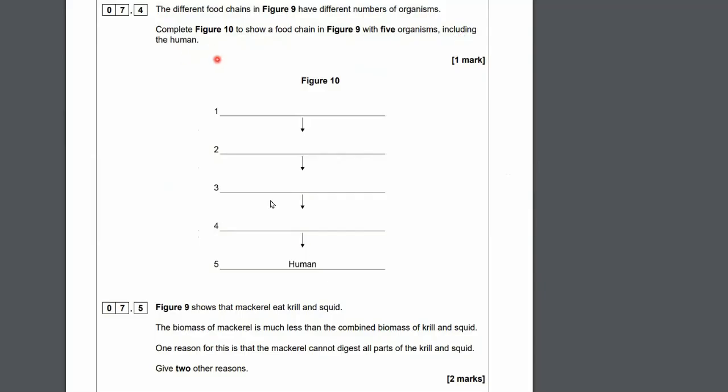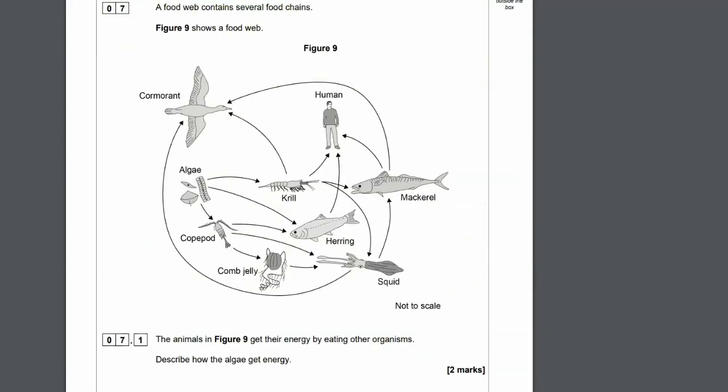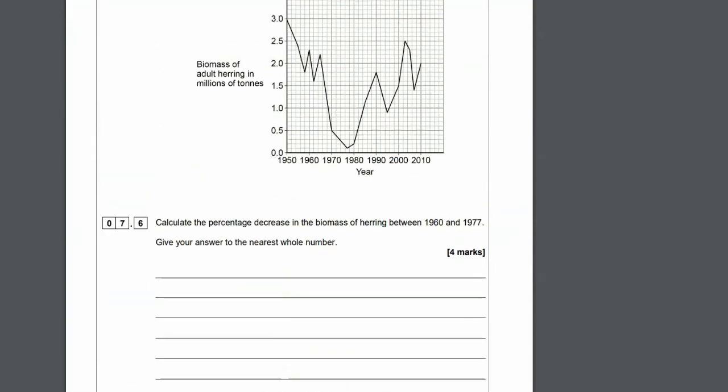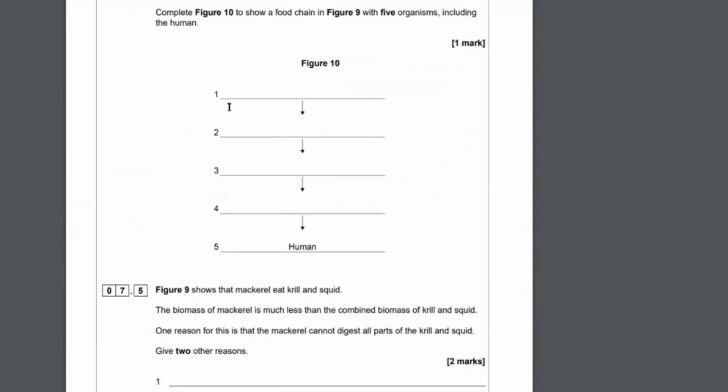7.4, you basically have to point out which food chain above has five organisms, including the human. So which of these has five organisms, including the human? And you can go algae to krill to squid to mackerel to human, and you'll find there's the five organisms in the food chain. Awesome. Just speeding through at this point. Let's move on.